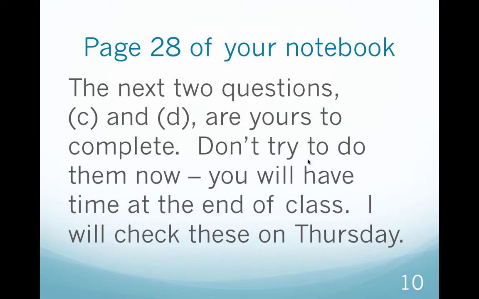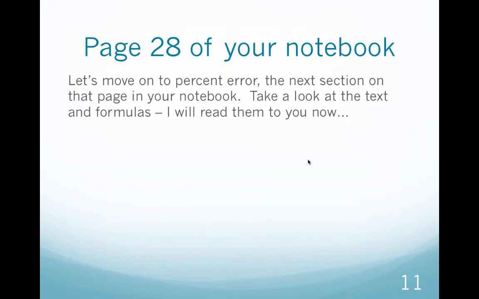We're going to go ahead and press on to percent error, which is the next section on that page in your notebook. So go ahead and take a look at the text and formulas. I'm going to read them to you now. Also, please note where it says percentage error, it's got page 45 in parentheses. That's where it shows up in your textbook. So if you're someone who likes to read your textbook along with the notes that are given, there you go, you've got the page. Not necessary, but nice in case you need to refer to something else.